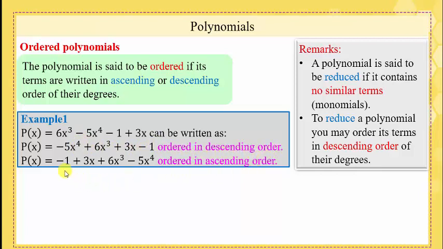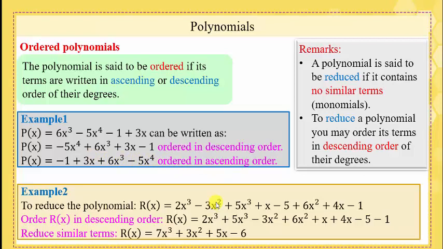Or we can write minus 1 plus 3x plus 6x cubed minus 5x exponent 4. Pay attention here. We arrange from the smallest degree to the greatest degree. The degrees are 0, 1, 3, and 4. So it is ordered in ascending order.